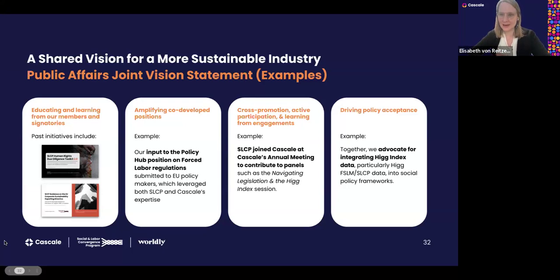So this was leveraging SLCP and Cascale's expertise, and this was really fed in and then directly sent to policymakers. And then we used Policy Hub contacts and structures. Policy Hub are the advocacy channel who have access to these decision makers, and this way we were able to feed in that expertise at the right time on this specific piece of legislation.